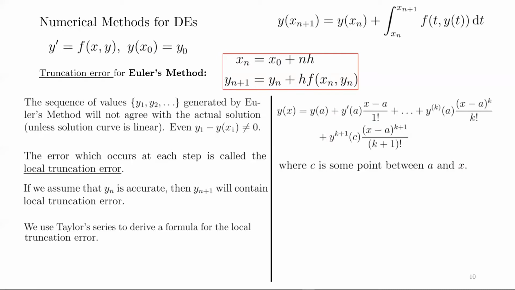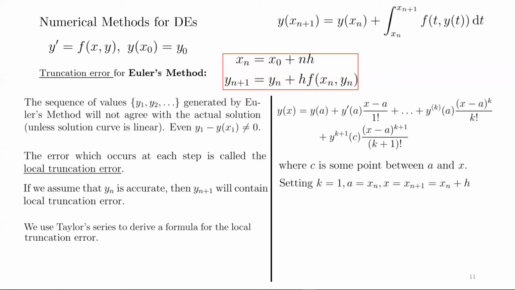A Taylor series of the function y expanded around the point x equals a is equal to, from calculus, y of a plus the derivative of y evaluated at a times x minus a over 1 factorial plus, and then these higher order terms, the kth derivative of y. This point c here is some point between a and x.